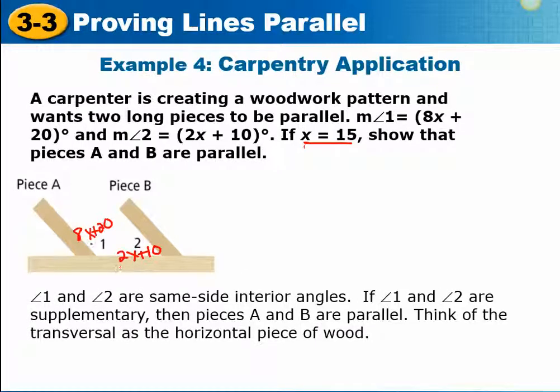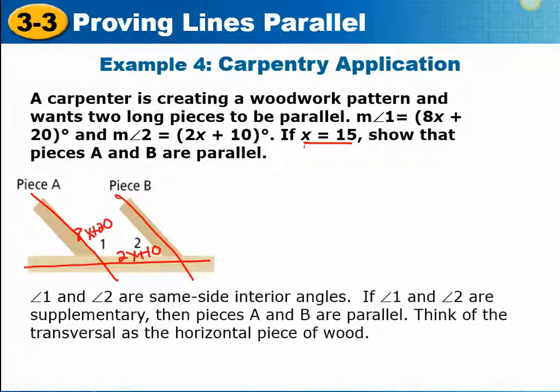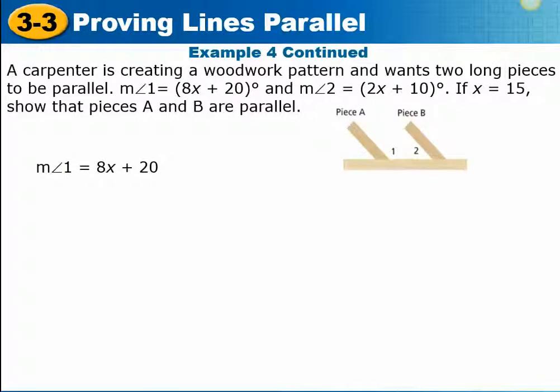So because they are same side interior, that means that angle 1 and 2 are supplementary. So this is going to be our transversal here, and these are going to be our lines, and we're going to try to figure out if I put x equals 15 in there, if I get supplementary angles.